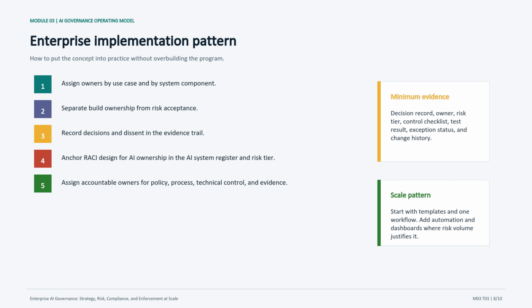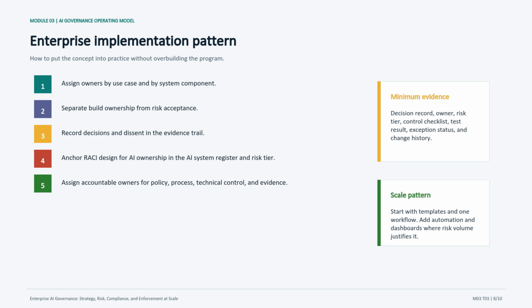The implementation actions here include assign owners by use case and by system component, separate build ownership from risk acceptance, and record decisions and dissent in the evidence trail. I would ask learners to identify which step is policy work, which is process work, which is technical control work, and which creates audit evidence.